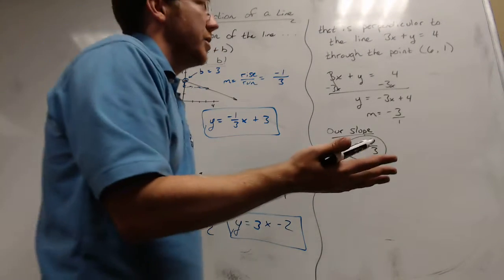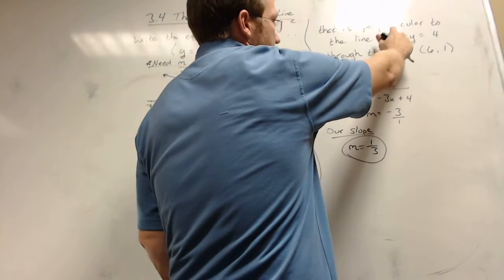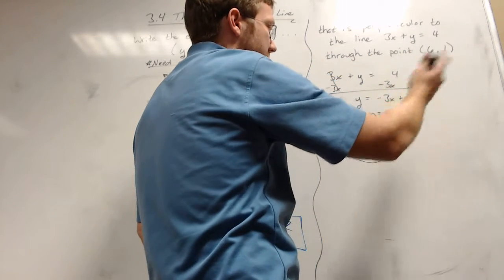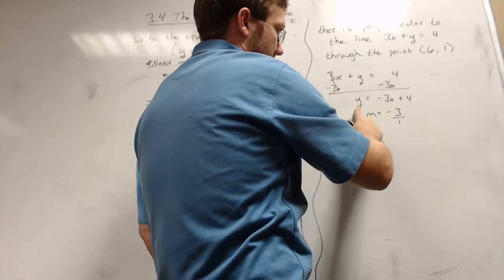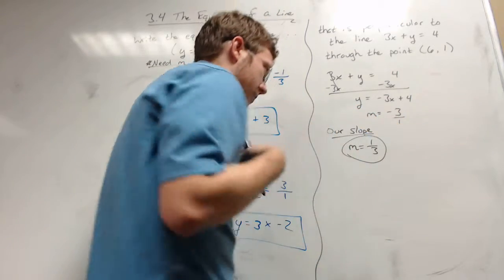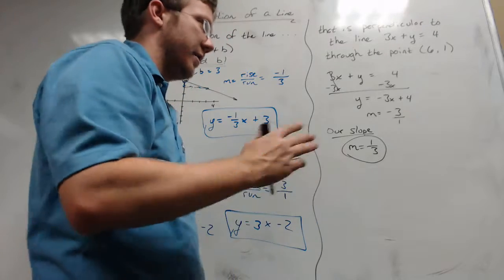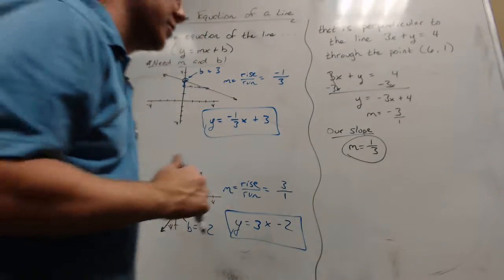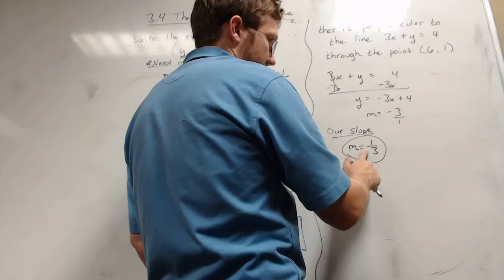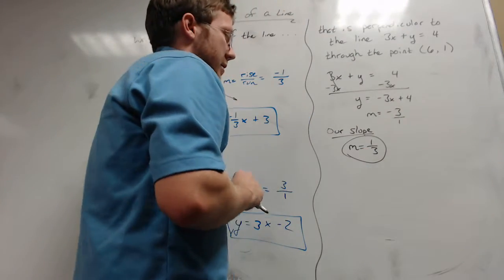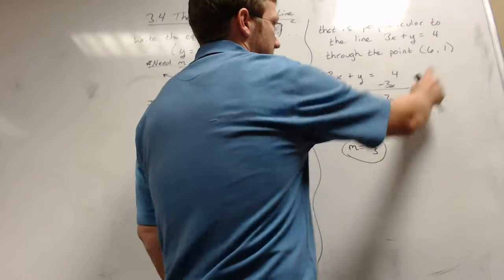If this question was changed and it wanted us to write a parallel line, well, parallel would be easier because if this line had a slope of negative 3, then our line would have to have a slope of negative 3 as well. We talked about parallel meaning exactly the same slope. So this one's a little more complicated. We did have to find the opposite reciprocal slope, but now we have an m and an x and a y.